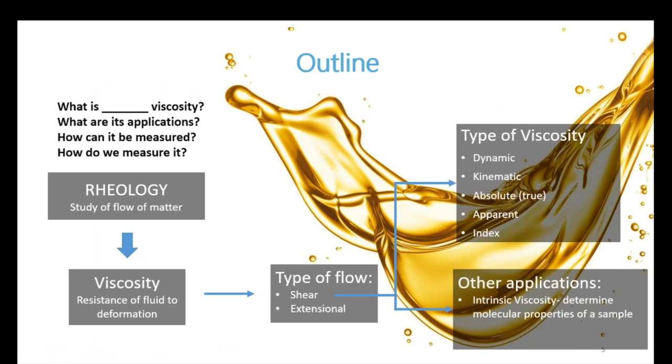So within the field of rheology and the study of flow of matter and material properties, we're going to be covering viscosity and then different types of viscosity. We're going to cover two main types depending on the type of flow, shear and extensional. And most applications can be covered either individually by each of those or by combinations of these two types of viscosity. And then within shear viscosity, we're going to look at some definitions like dynamic, kinematic, and how those compare to each other, and then the difference between different degrees of measurements, such as absolute, apparent, and index viscosity measurements.